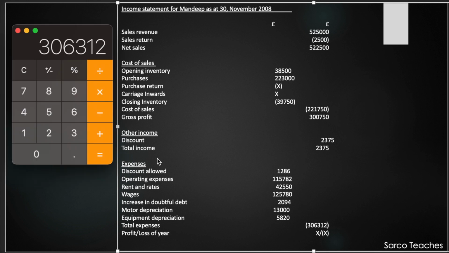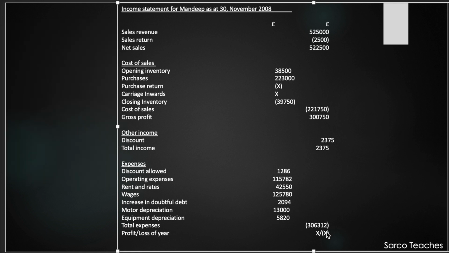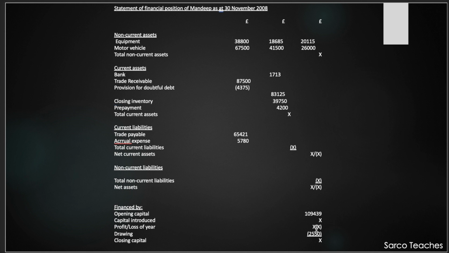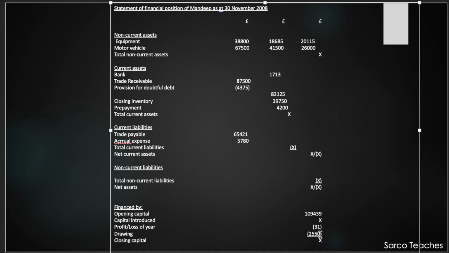Then we have to work out the profit or loss of the year. So we do gross profit plus total income minus total expenses. In this case, we've got a negative value. That means they've made a loss for the year. So we put the value in a bracket to show that it's negative. And we also remove the word profit and just write loss of the year. We must not forget to put our loss of the year into our financed by section.